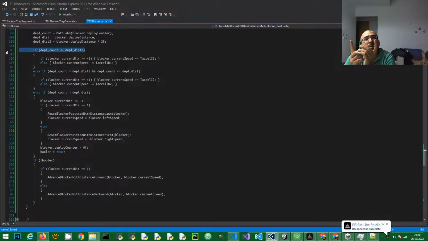So it checks if the blocker is in the first half of its movement. Then, if it's in the second half, it checks if it's right here in the second half of the movement.